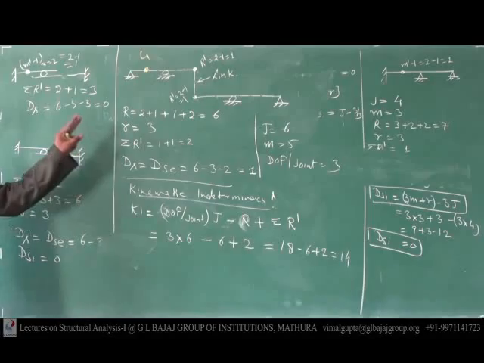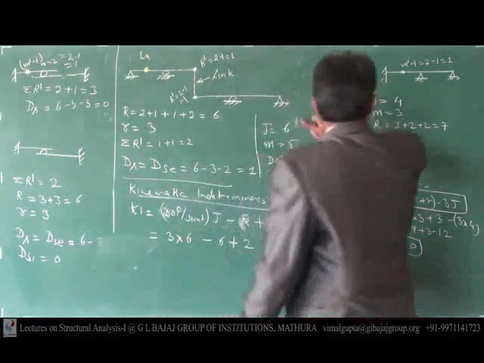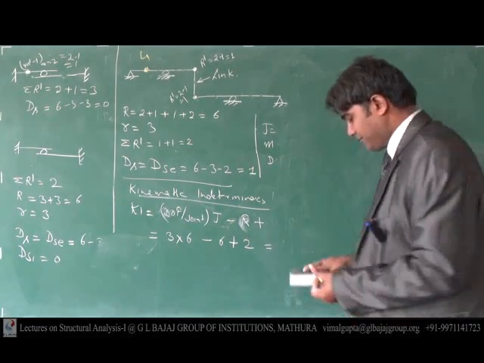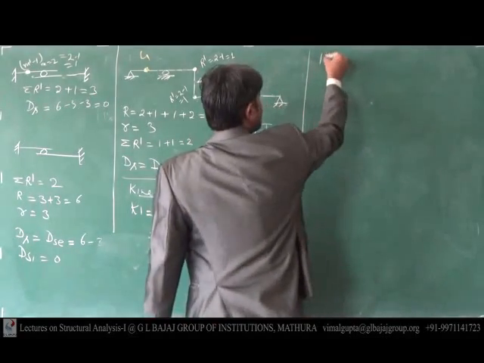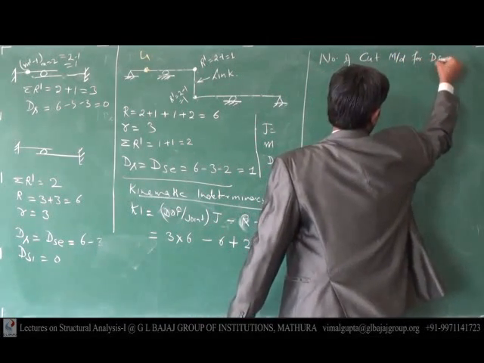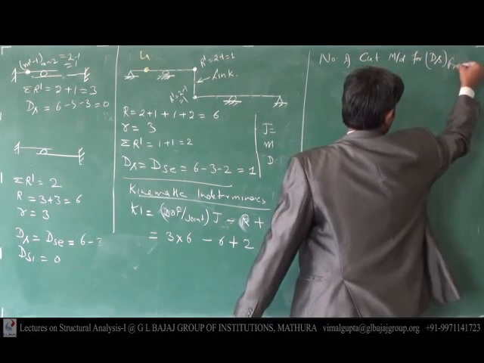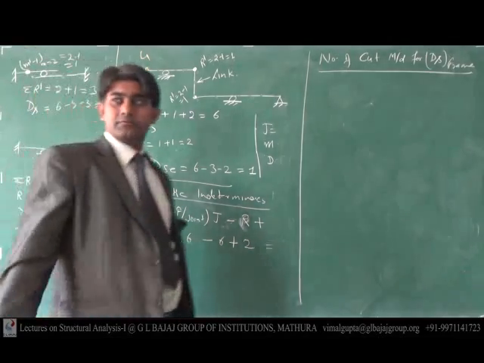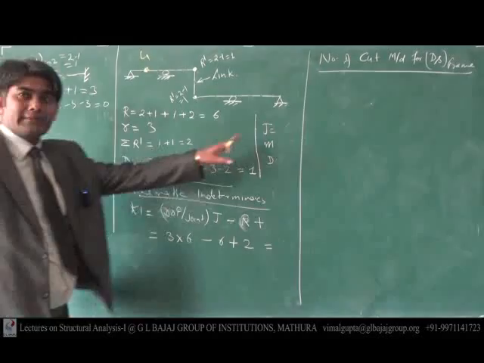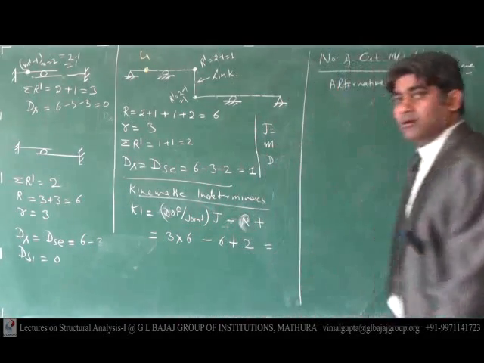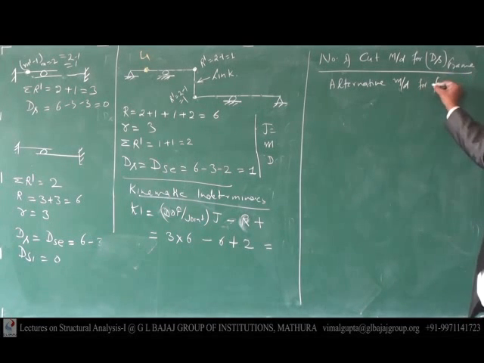Now any doubt? Clear to everybody? Okay, I will tell you one more thing. In case of frame, number of cut method for DS. Number of cut method. What is that? Understand. Look here. Now I am going to explain alternative method. Alternative method for DS of.